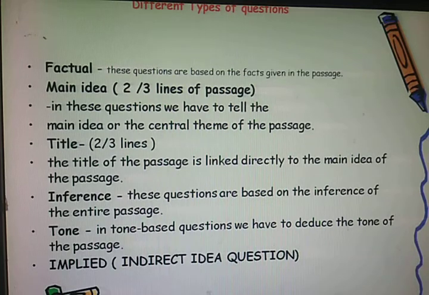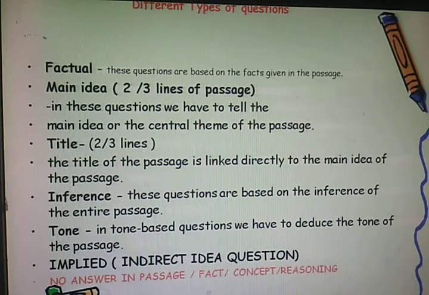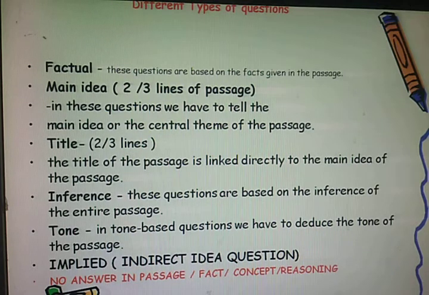Now, implied means indirect idea questions. So some direct idea will be in the question, but no answer in the passage, facts or concepts or reasoning. Sometimes they may ask you questions where you will not find the answer as it is in the passage. You have to get the indirect idea from the question.